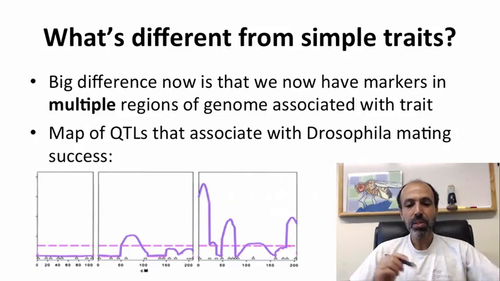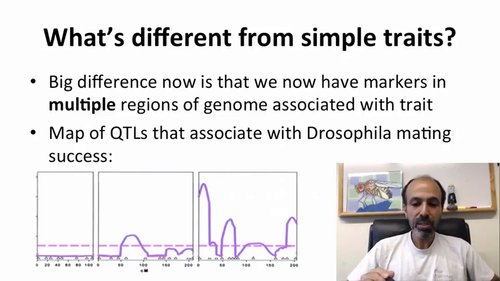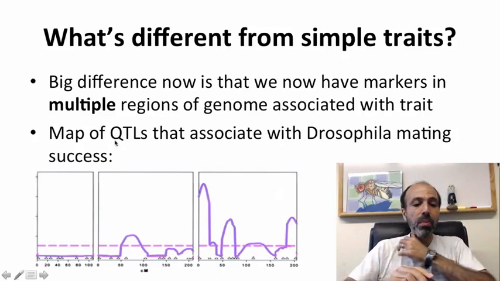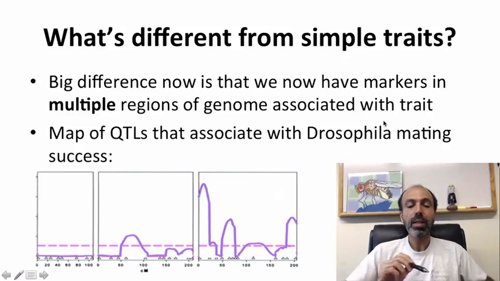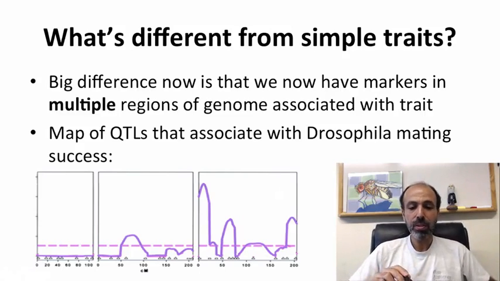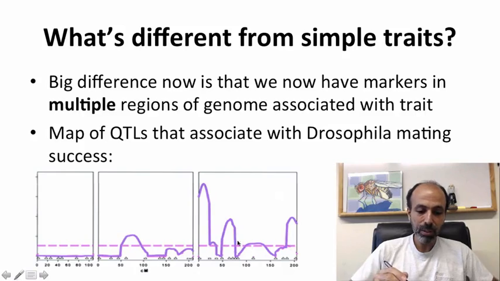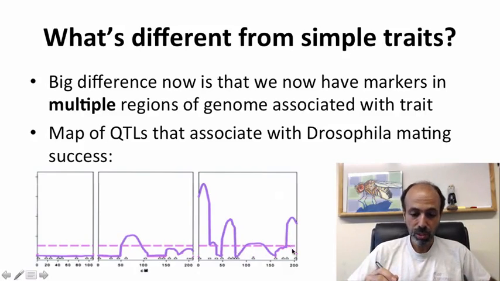So how does this differ from when we were mapping simple traits? Well, the big difference now is that we're looking at markers in multiple regions of the genome associated with the trait, and a lot of them are explaining it. So this picture here is from a map of QTLs that are associated with Drosophila mating success. As you can see, there's a lot of these little peaks. This is the same sort of LOD plot as I just showed you.